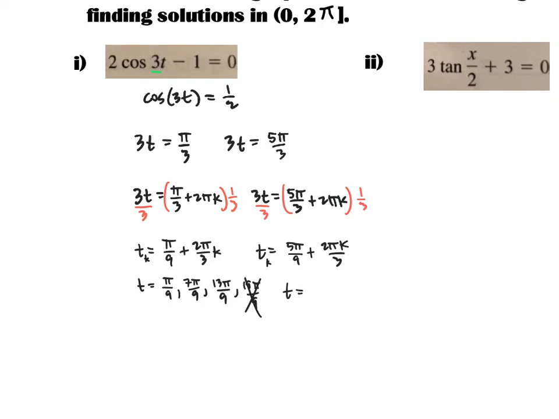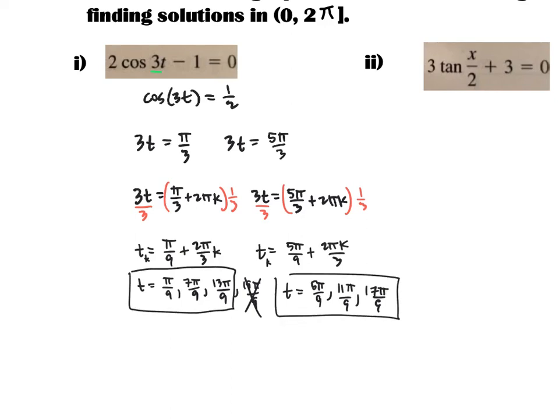Now my other equation will yield me 5 pi over 9. I'm going to add 6 pi over 9, which would give me 11 pi over 9. I'm going to add another 6 pi over 9, which gives me 17 pi over 9. And if I go further, I'm going to, again, run into an issue. So here are my 6 solutions, right? We took the 2 solutions we would normally find between 0 and 2 pi, and we tripled the number of solutions because we did a horizontal shrink by a factor of 3.